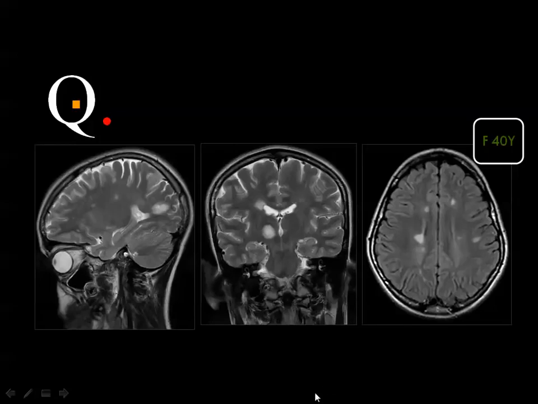The lesion. Okay, multiple, variable sized, periventricular, white matter foci of high T2 signal, not surrounded by edema, and exert no mass effect. And this, with the age of the patient, is diagnostic of MS.